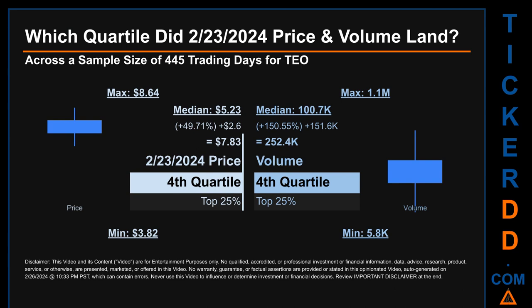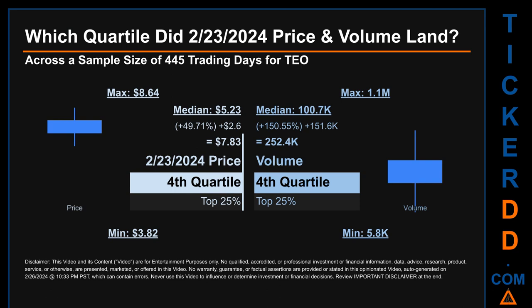Which quartile did February 23, 2024 price and volume land? Across a sample size of 445 trading days, the maximum end of day price for TEO was $8.64 while the minimum was $3.82. Within that price range, February 23, 2024 price, of $7.83, landed within the fourth quartile, meaning that it was within the top 25% of all sampled end of day prices. The day's volume landed within the fourth quartile, marking it within the top 25% of all sampled daily volume, which saw a max daily volume of 1.1 million and a minimum of 5.8 thousand.